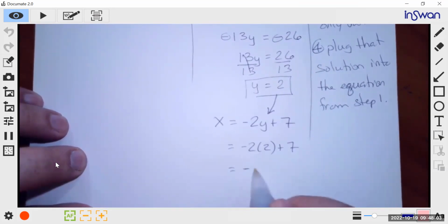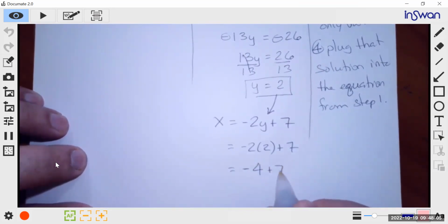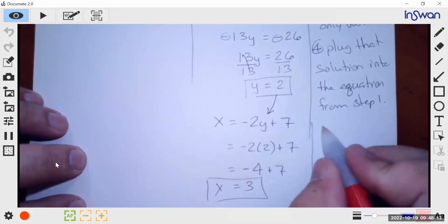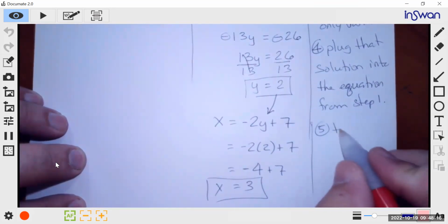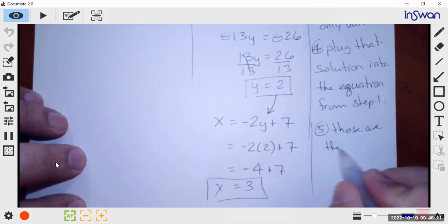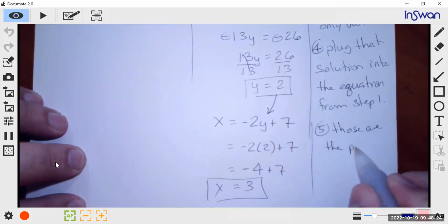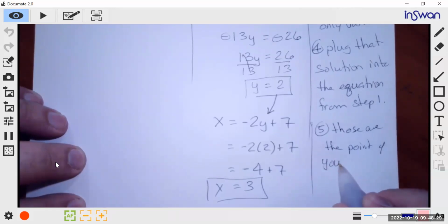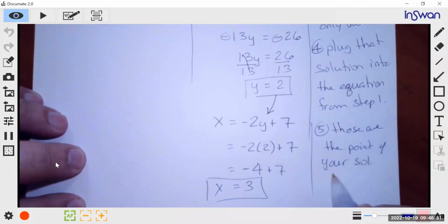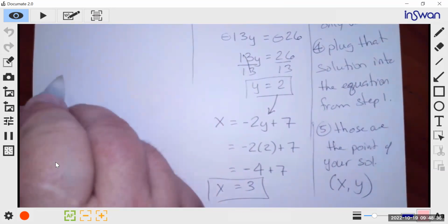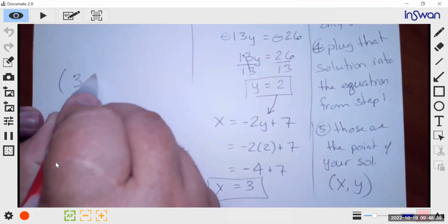Negative, positive is negative. 2 times 2 is 4. Negative 4 plus 7 is 3. Those are the point of your solution. So our lines cross at (3, 2).